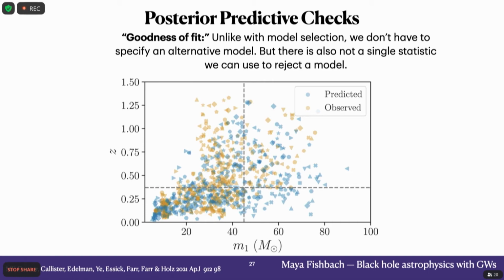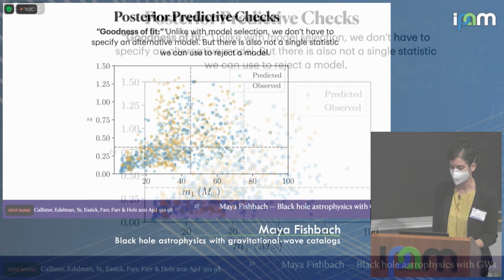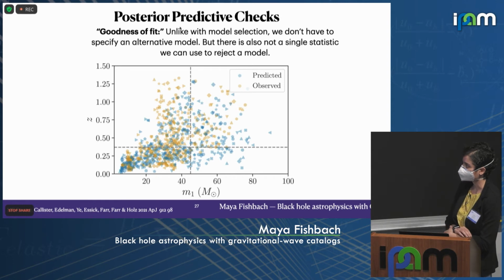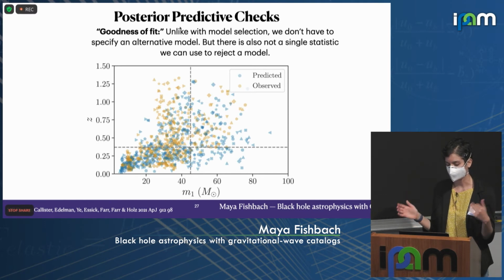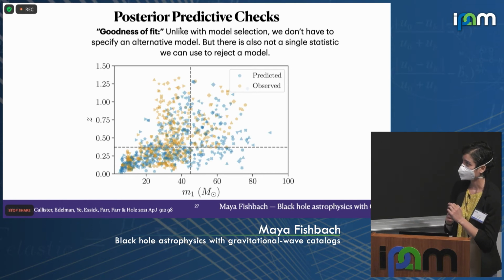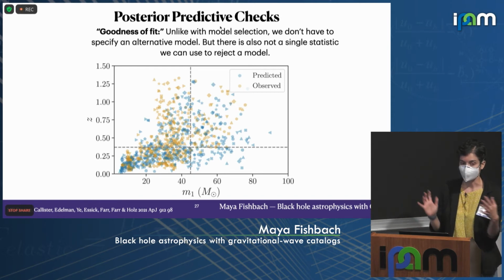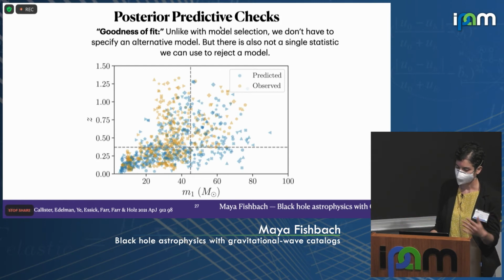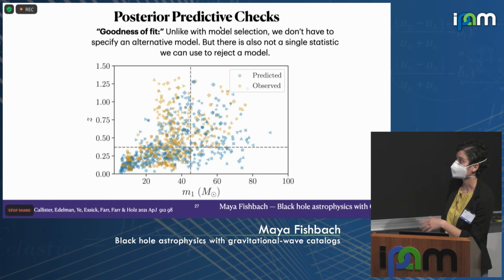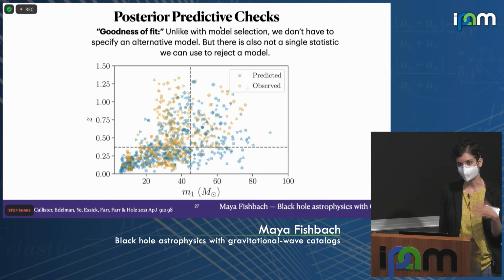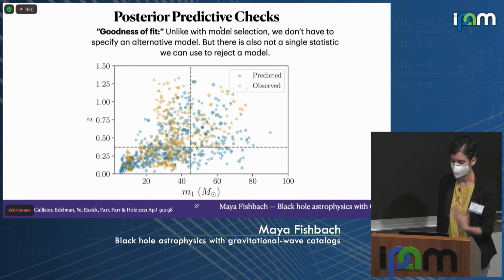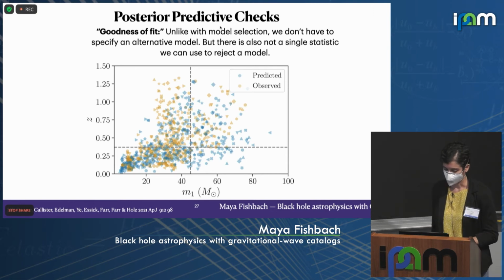And so one thing we've been doing a lot of in the gravitational wave population community is these posterior predictive checks. We also do model selection with odds ratios and Bayes factors. But one advantage to a posterior predictive check is that you don't have to specify an alternative model. You can just ask, does my model fit the data? One disadvantage is that there's not really a single statistic you can get out of that and then use that to reject a model. You can pretty much just look at a lot of pictures, which is fun.